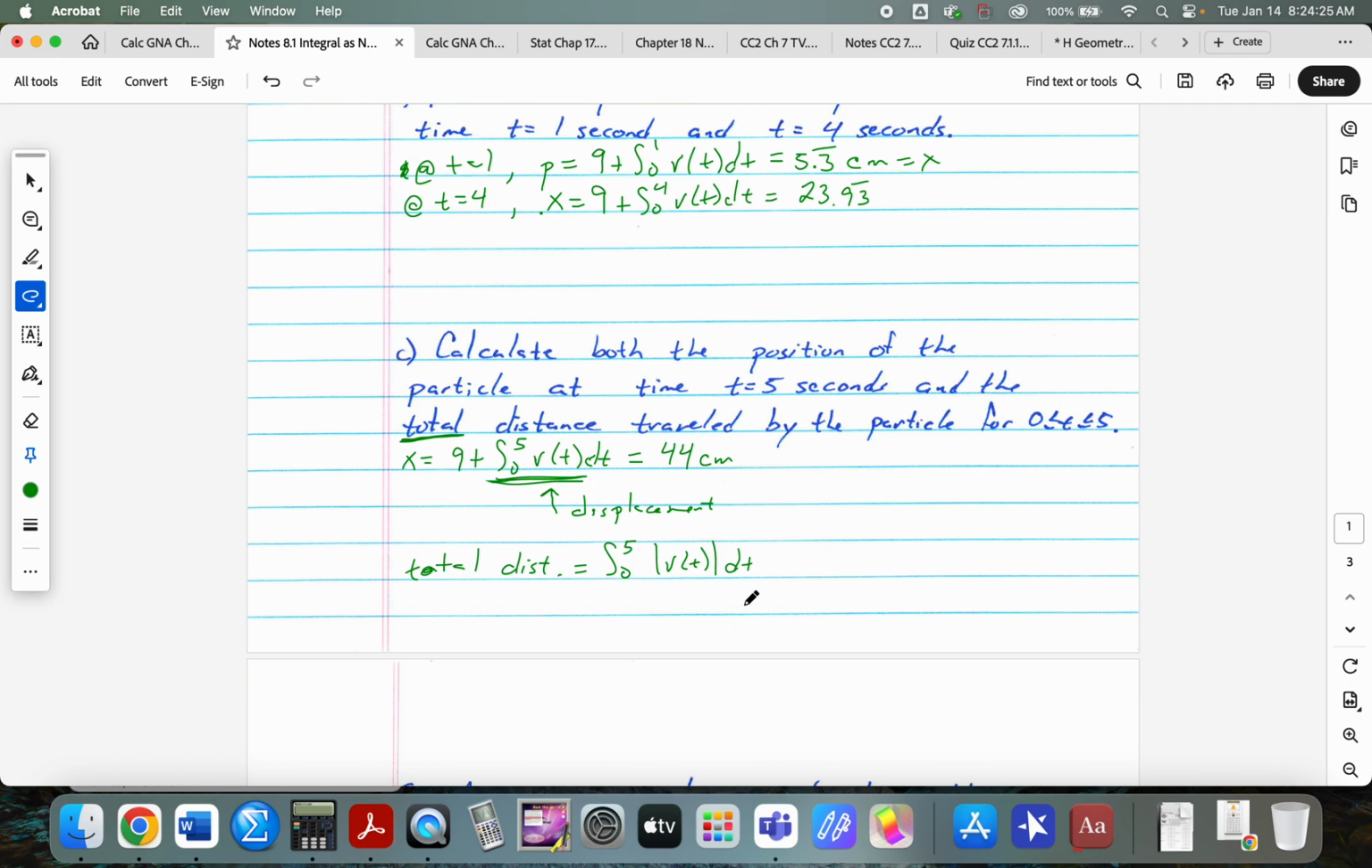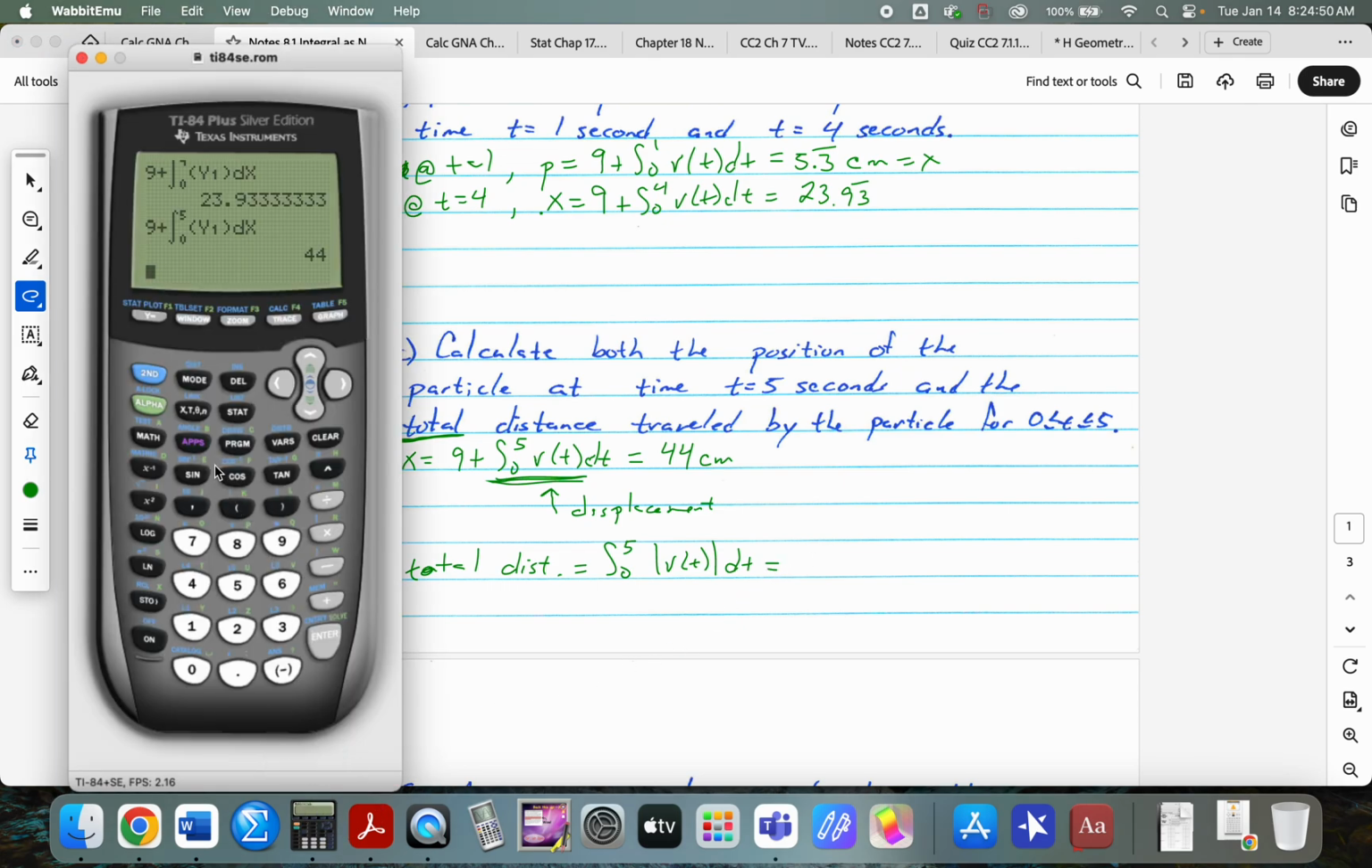Now, if you're doing it by hand, what you would have to do is do the integral from 0 to where the velocity changed sign, and that's going to give you a negative because all that was below our horizontal axis. So you'd have to take the opposite of that plus all of the other. But if this is a calculator problem, we can simply do it as the absolute value.